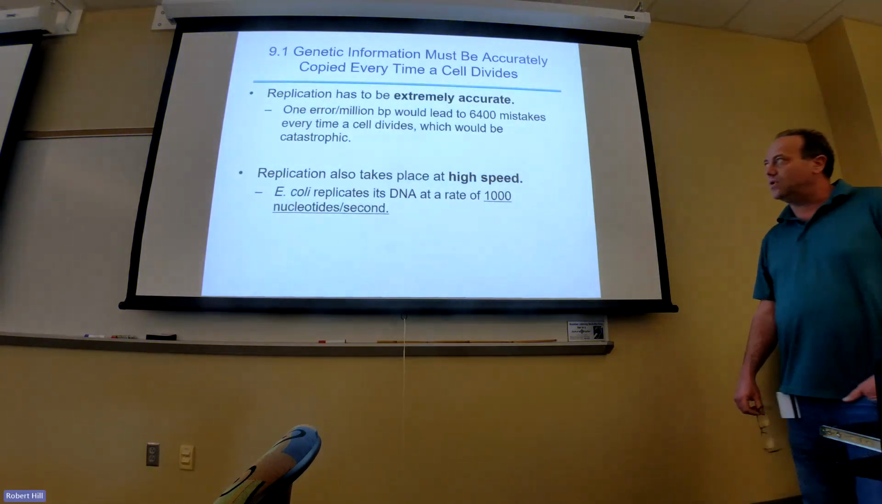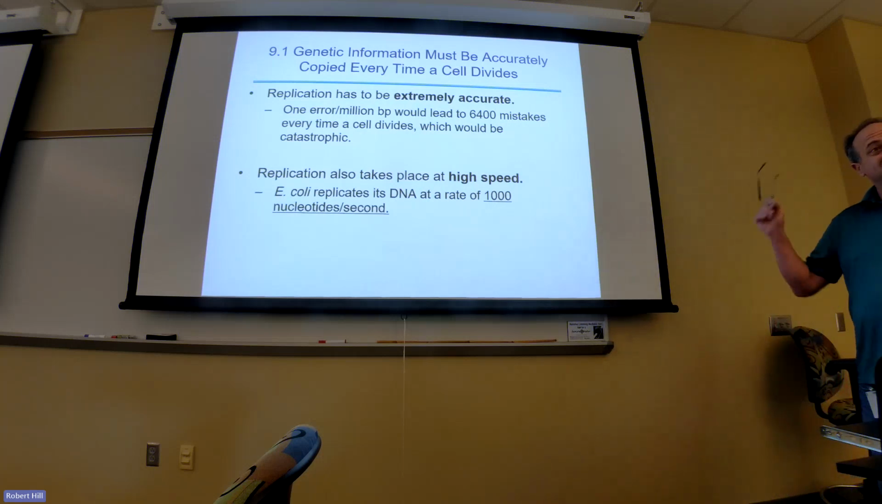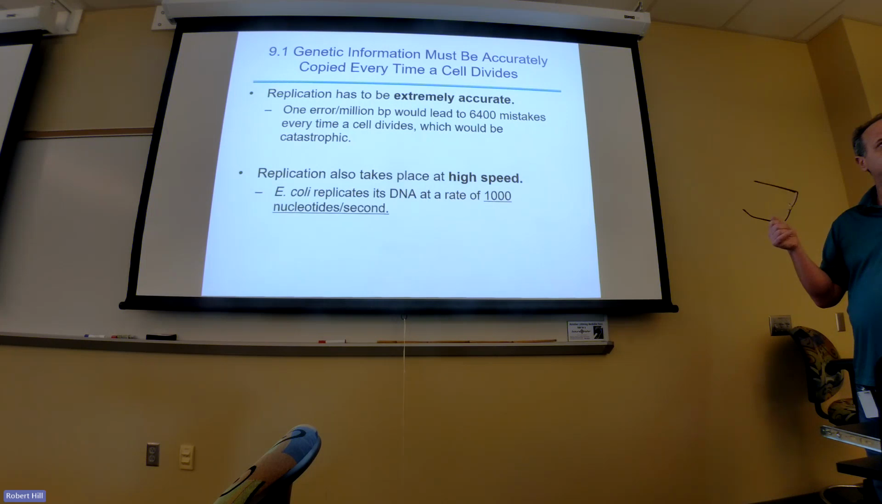Okay, so what does replication have to be able to accomplish? It has to be really accurate. It is very accurate. The book throws out this stat, you don't have to memorize it, just appreciate it. If you had an error of just 1 per million base pairs, which you would think is not too bad, that would be a total of 6,400 mistakes. Okay, so how do you think they come up with that 6,400 number?